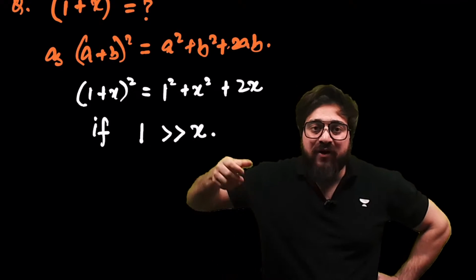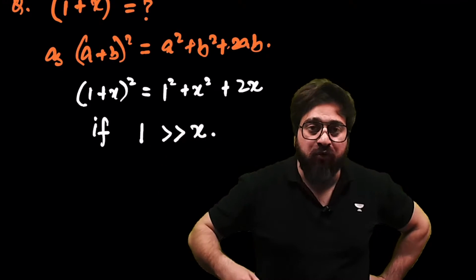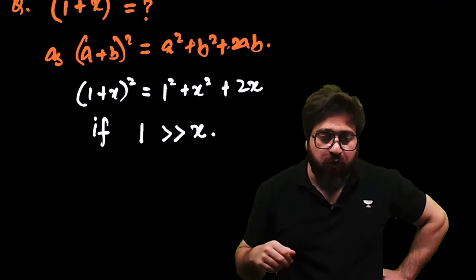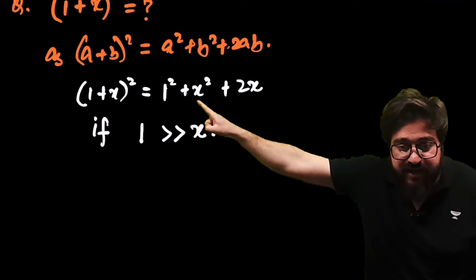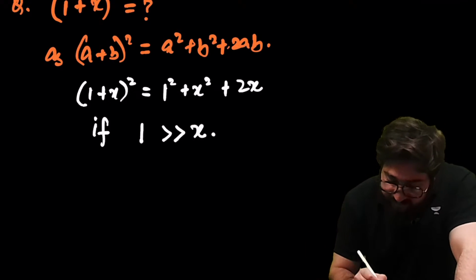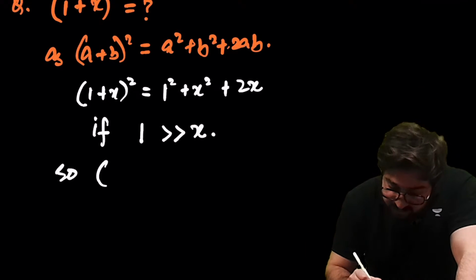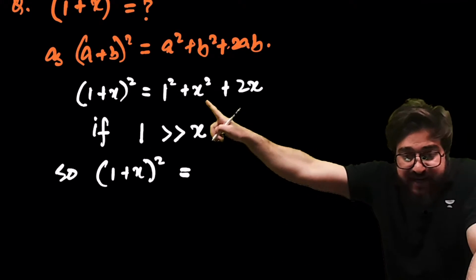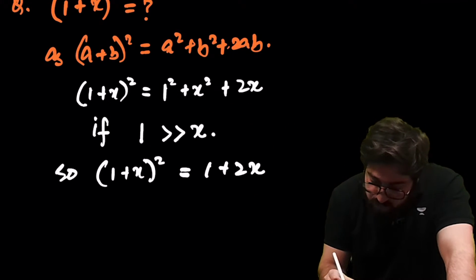Why? Because you are adding a bucket of water to the ocean. Will it create any difference or not? That is the case over here. x square is very small, 1 is very large. So in this case, we can neglect this x square, and write 1 plus 2x only.